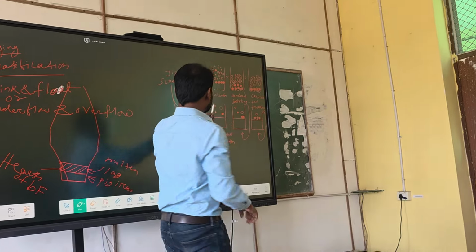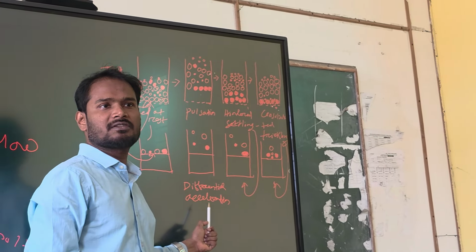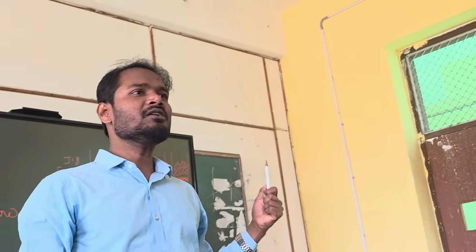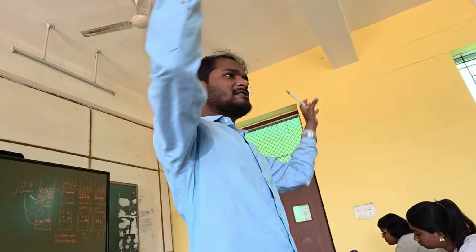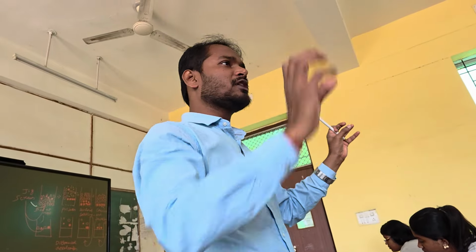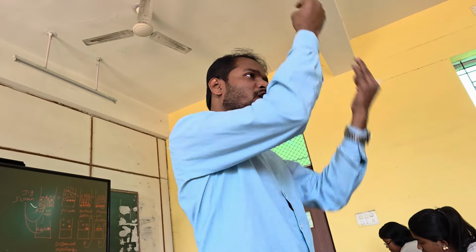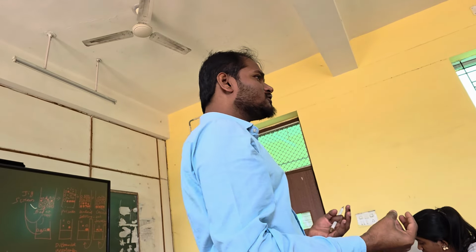So in this condition, what will happen? This will start differential acceleration. How is differential acceleration happening? You are allowing the water to go from the bottom to top, and particles are getting expanded. So a lot of space is available now. They can move easily. So particles which are heavy can overcome the flow of water. They can move down, even if you are flowing water.